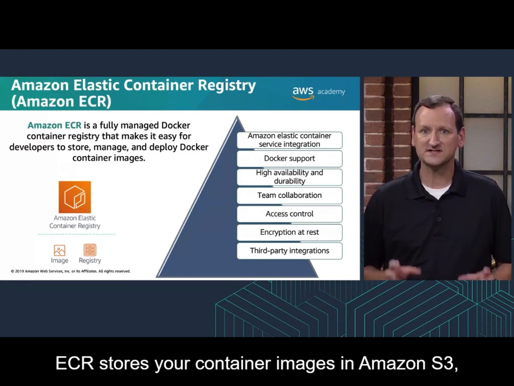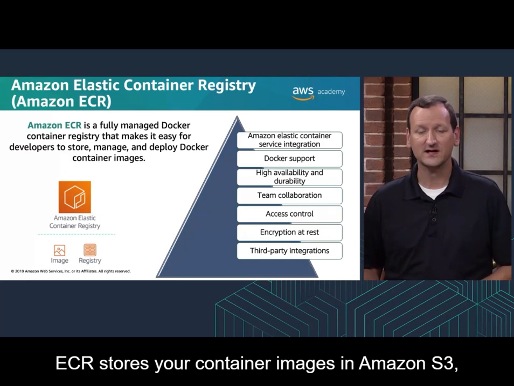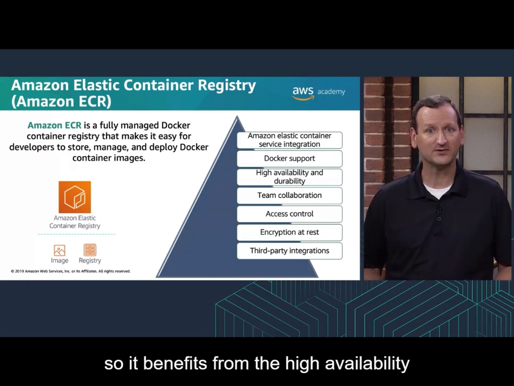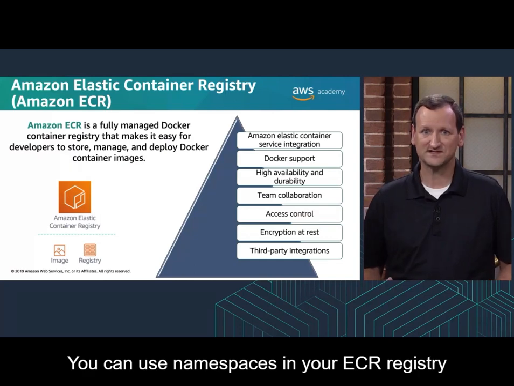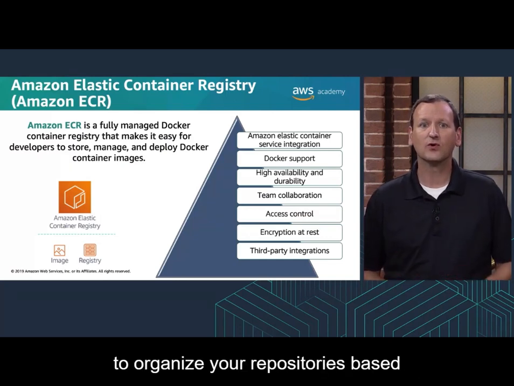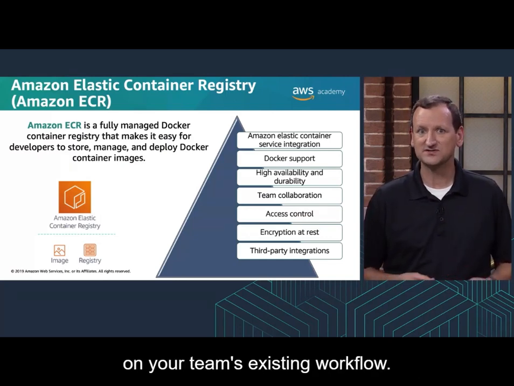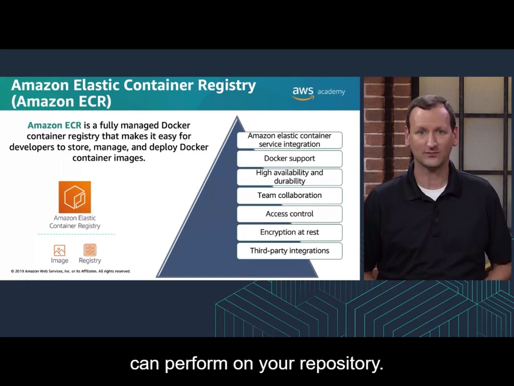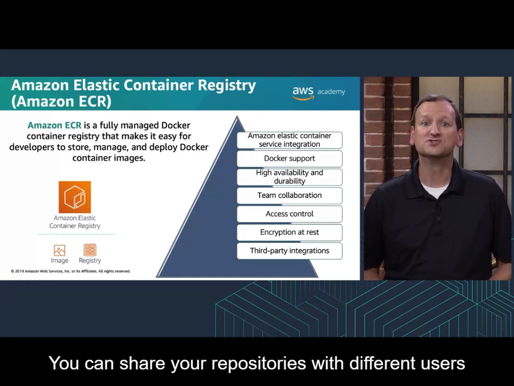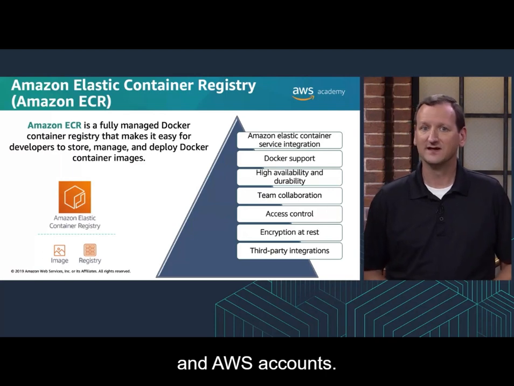ECR stores your container images in Amazon S3, so it benefits from the high availability and durability of S3. You can use namespaces in your ECR registry to organize your repositories based on your team's existing workflow, and you can set the API actions that another user can perform on your repository. You can share your repositories with different users and AWS accounts.